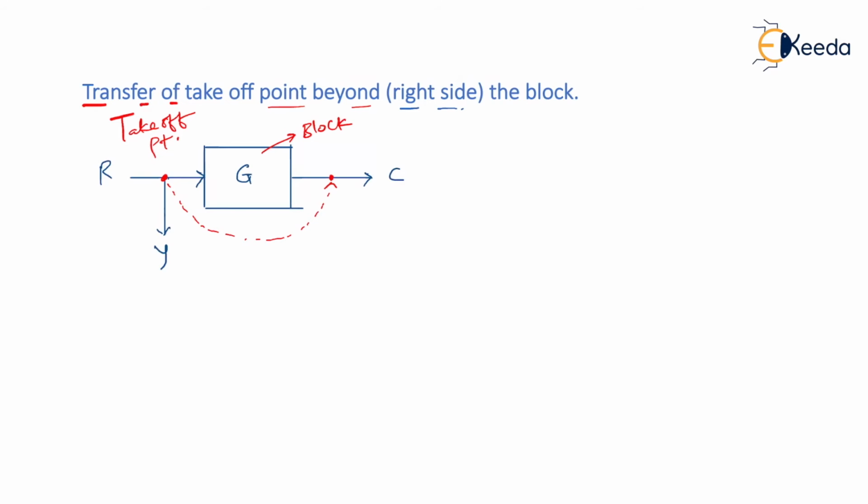So can I say beyond the block? It means you want to shift it to right hand side of the block, right? Then initially it must be to left hand side, and therefore I have drawn this type of diagram. Yes. So what we want is this. After shifting the takeoff point beyond the block, it might look like this. Am I right? So it somehow should look like this.